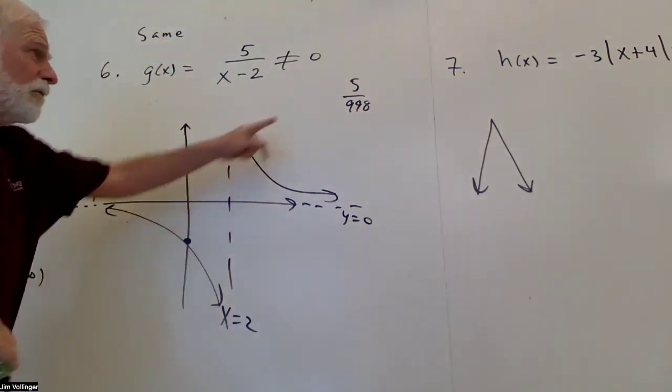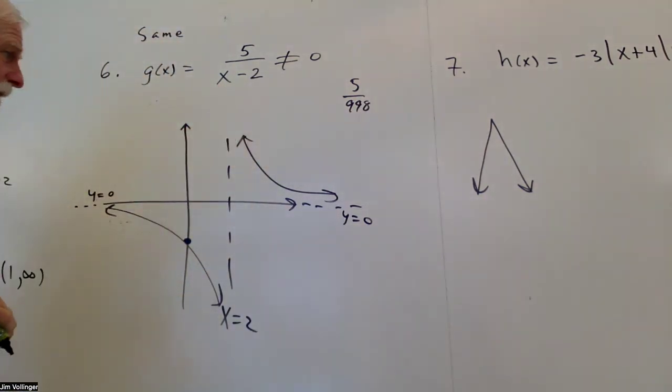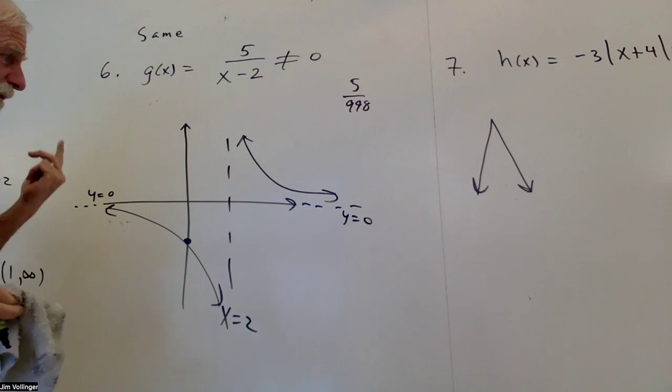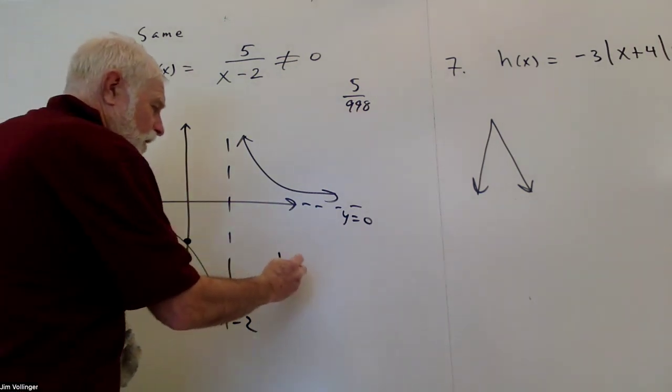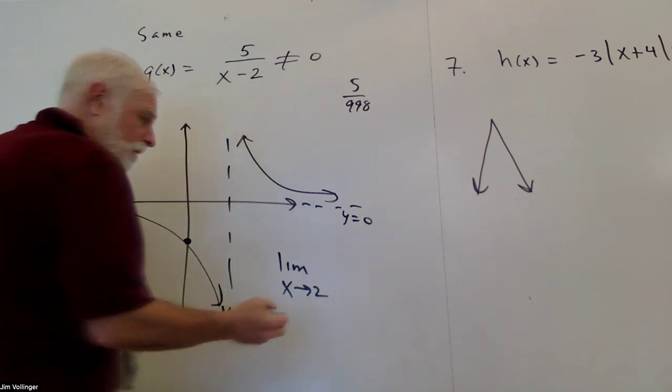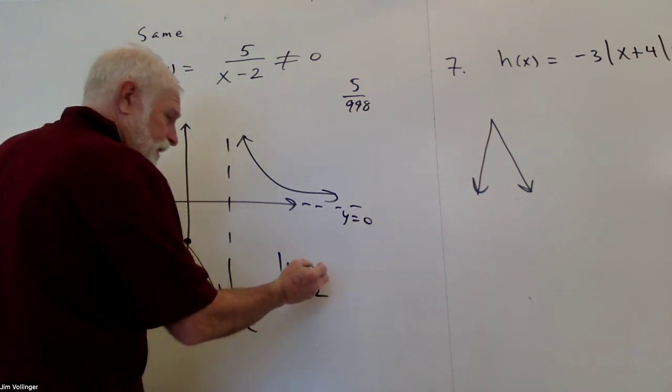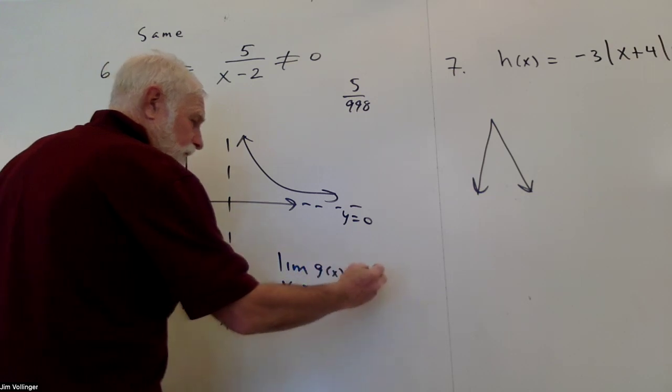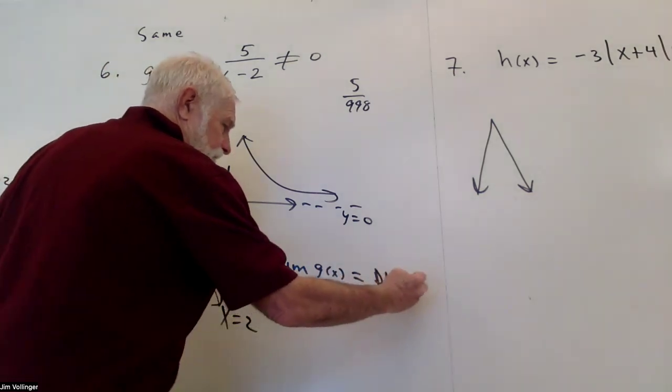Okay. That's closer to 0 than the other function. All right. So what's the limit? Talk about limits in a while. What's the limit as x goes to 2? You've been watching all the videos, g of x. Then you'll know that it does not exist.